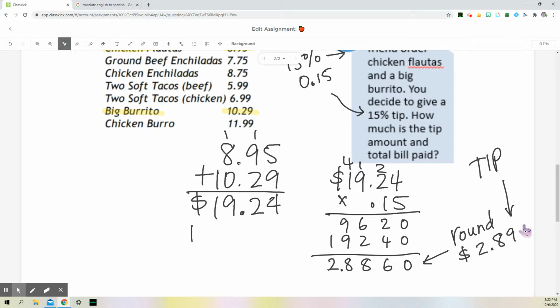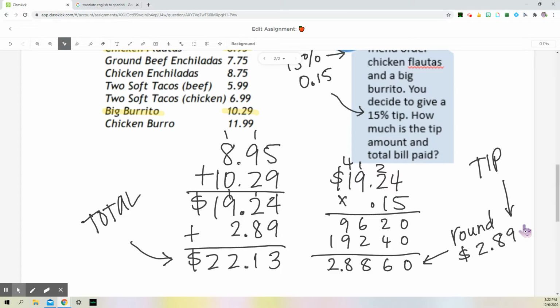And so we're going to have to add that to the $19.24 that we were going to pay for the total bill. And that gives us $22.13 is our total bill paid. Okay, and that includes the original amount of the $19.24, and then it also includes the $2.89 tip, which is 15%.